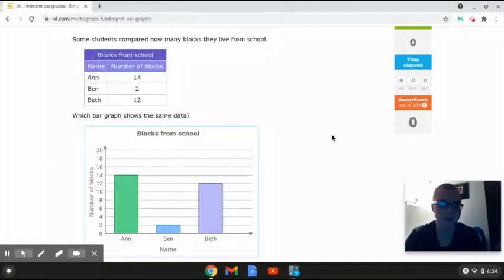Alrighty, so this last problem reads, some students compared how many blocks they lived from school. Okay, so this chart right here is showing the blocks from school, the name, and the number of blocks. So Anne lives 14 blocks away, Ben lives 2 blocks away, and Beth lives 12 blocks away. And this question right here is asking, which bar graph shows the same data?